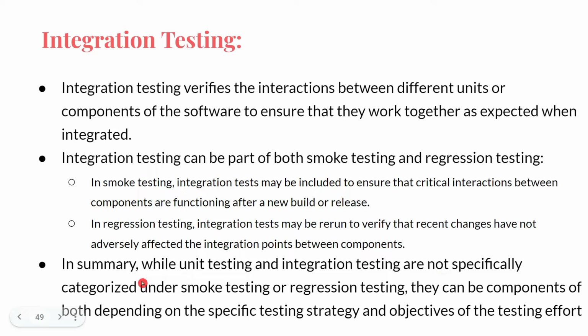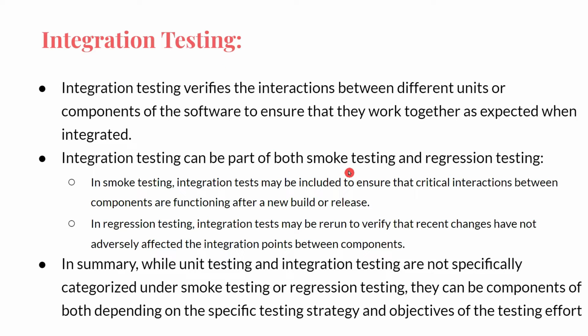Okay. In summary, while unit testing and integration testing are not specifically categorized under smoke testing and regression testing, they can be components of both depending on the specific testing strategy and objectives of the testing effort. So you cannot say this is how you have to do it. Based on the system, you decide, okay, these are the major areas I have to test. So there are different terms for that.